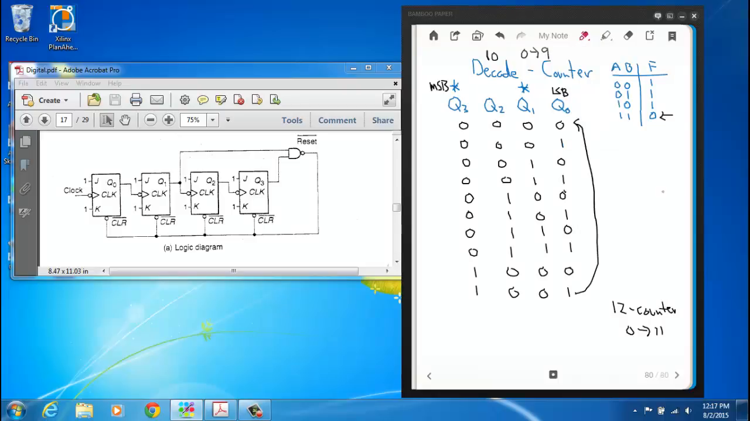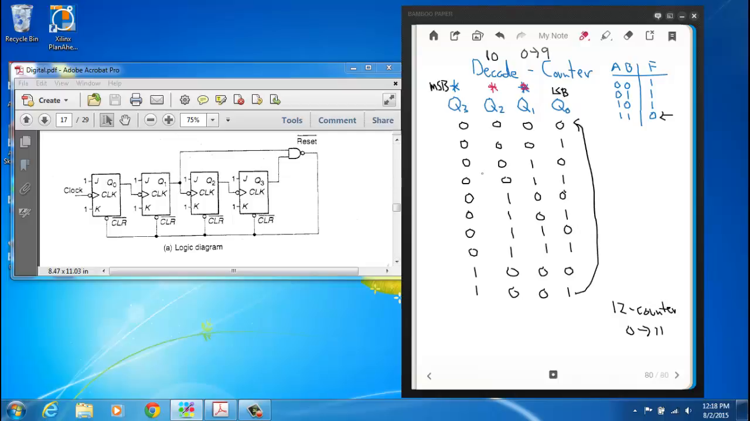Alright, so if we wanted a 12 counter, we would still leave Q3 connected to the input of the NAND gate, but instead of Q1, we would connect Q2. Okay, so we would remove Q1 from the input of the NAND gate and connect Q2. So it would be the same as just taking this wire here, breaking it, and then connecting it here.